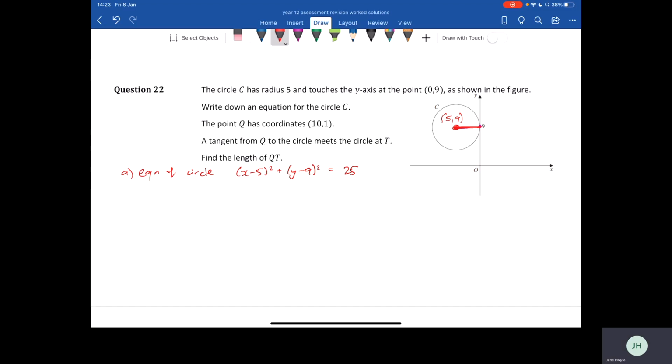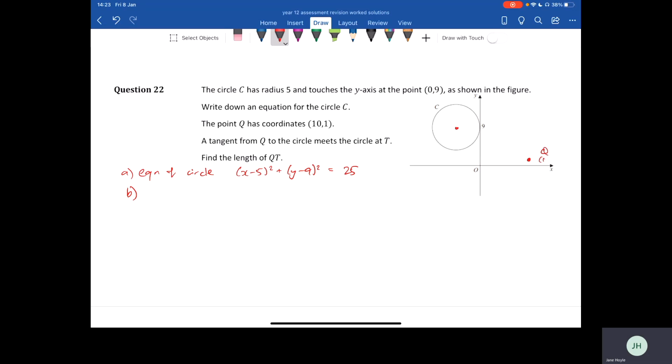Okay, now this next part, slightly interesting, the wording. So it says, okay, we've got this point over here, which is 10, 1, maybe there.